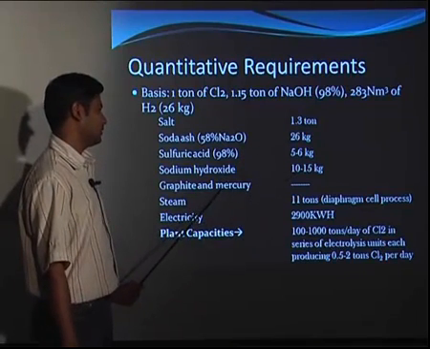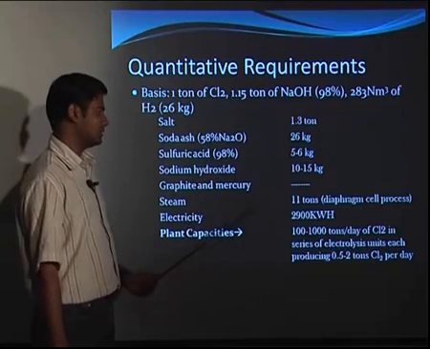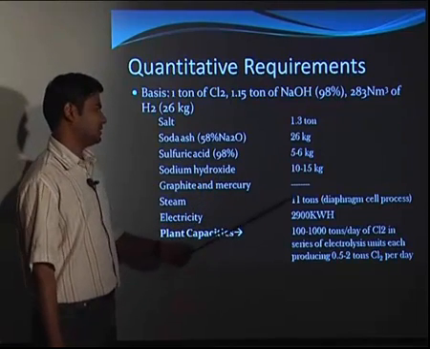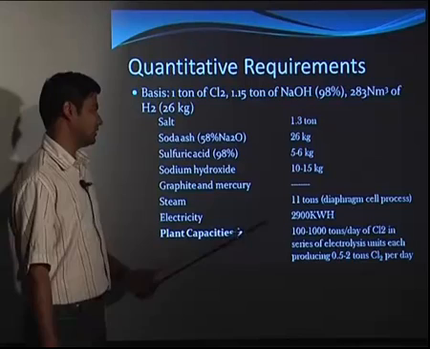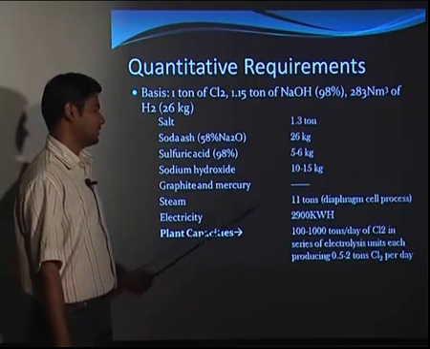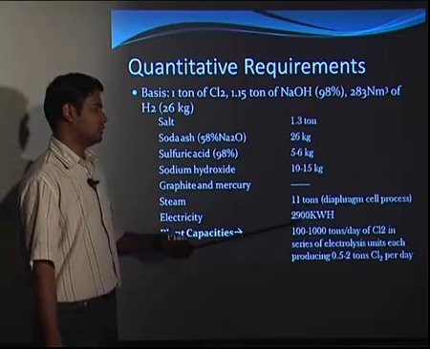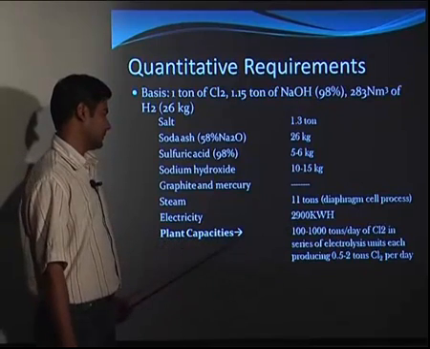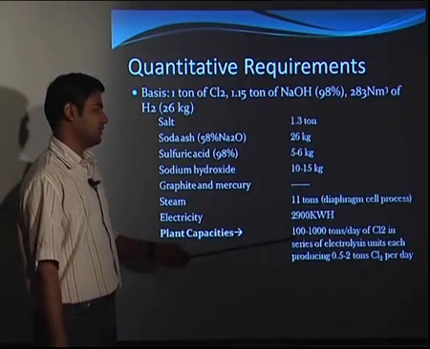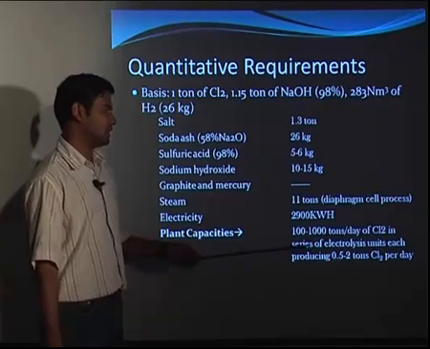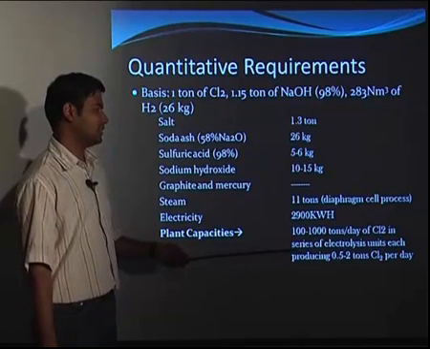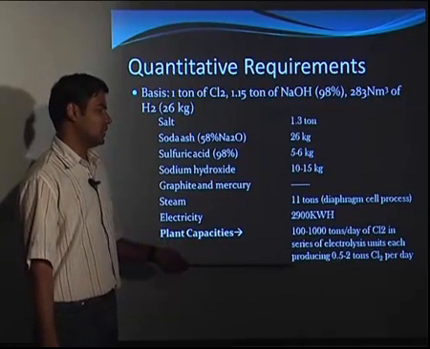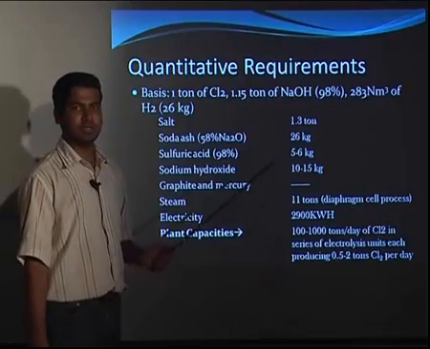Then graphite and mercury are needed to run the electrolysis cell. Then steam, 11 tons for the diaphragm cell process. Then electricity consumption in the electrolysis process is around 2900 kilowatt hour. And the plant capacities will vary from 100 to 1000 tons a day of Cl2, in a series of electrolytic units, each producing 0.5 to tons of Cl2 per day.